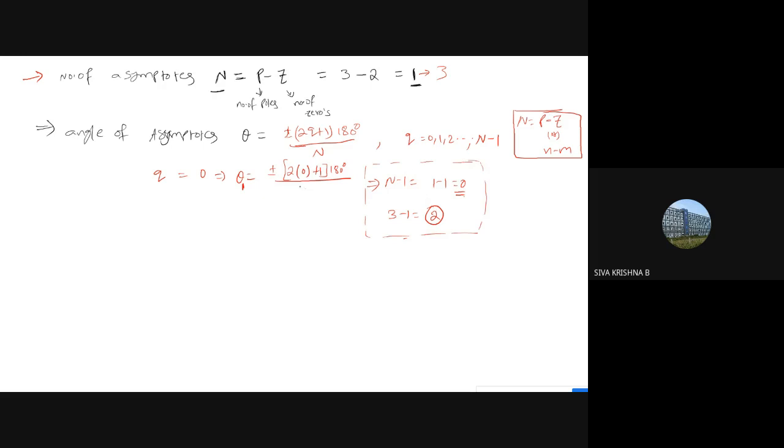N value 1. So that implies theta 1 equals, what is the angle here? 180 degrees. That's it. This is the angle of asymptote. Next, we'll find the centroid for the given problem.